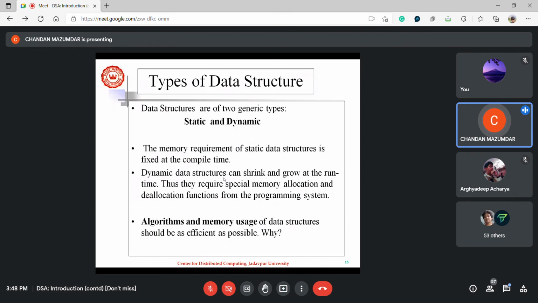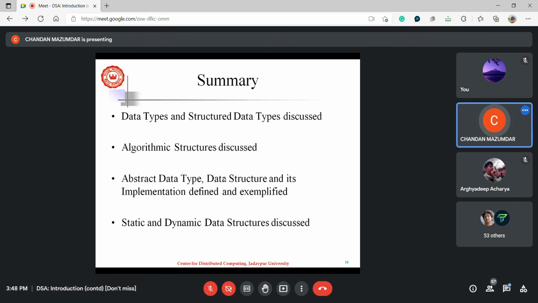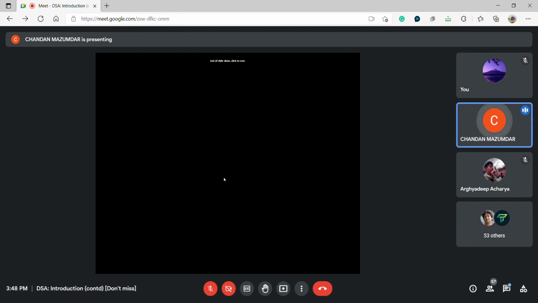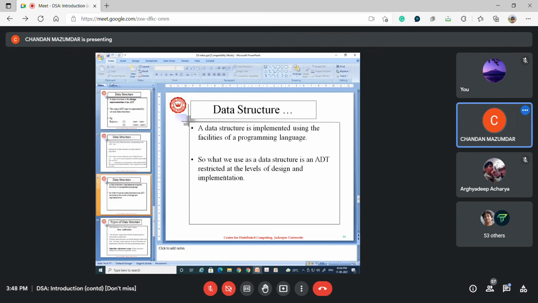So in the next few classes, let me go through the summary. Data type and structured data types are discussed. Algorithm structures are discussed. Abstract data type, data structure, and implementation are defined and exemplified, and static and dynamic data structures are discussed. So that is what has been done in this particular class. Okay. So now we'll stop here, and I'll send you this particular thing today.